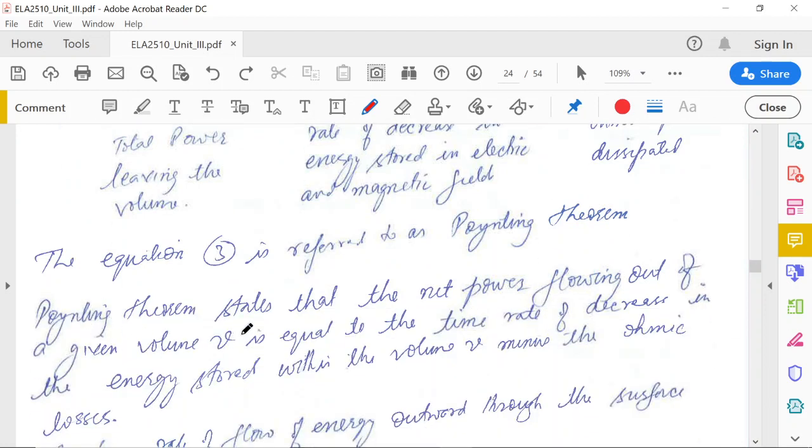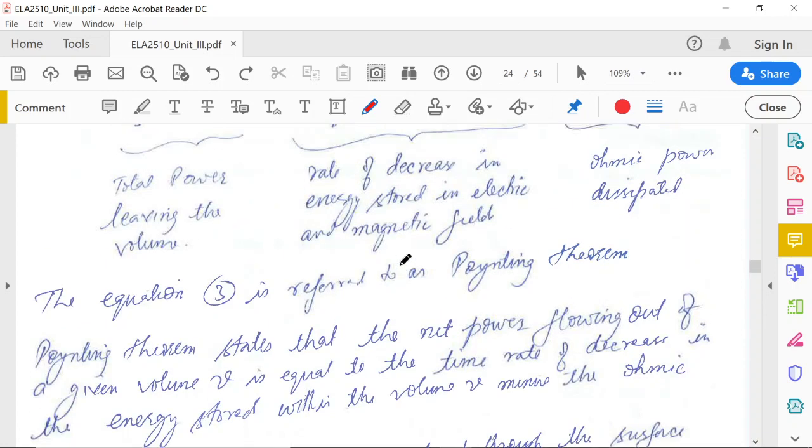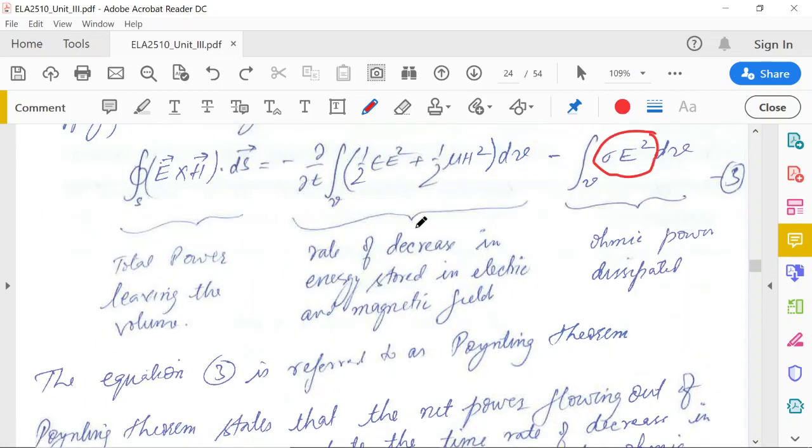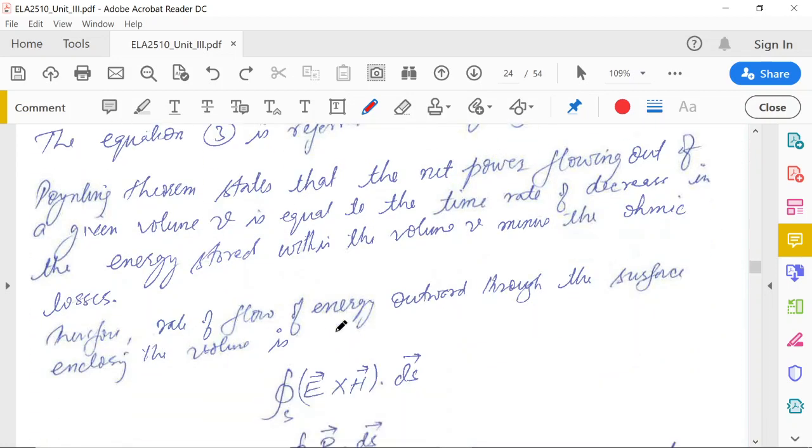So this Poynting theorem states that the net power flowing out of a given volume V is equal to the time rate of decrease in the energy stored within the volume V minus the ohmic losses. Okay, this is the point. So this theorem is the Poynting theorem, which is stated by this equation. Therefore, the rate of flow of energy outward through the surface enclosing the volume V.